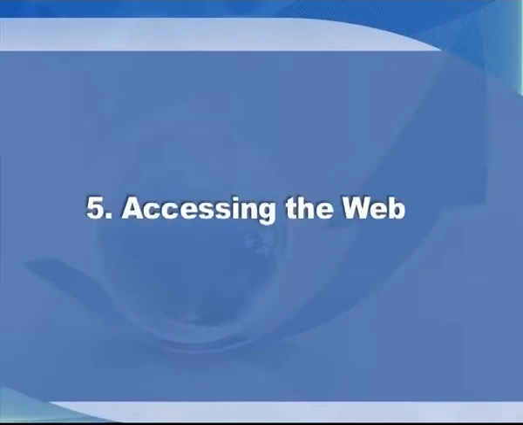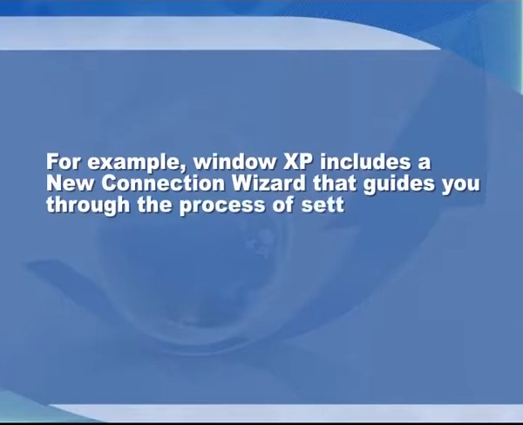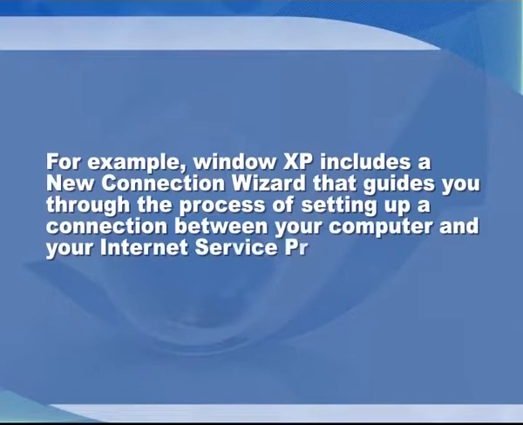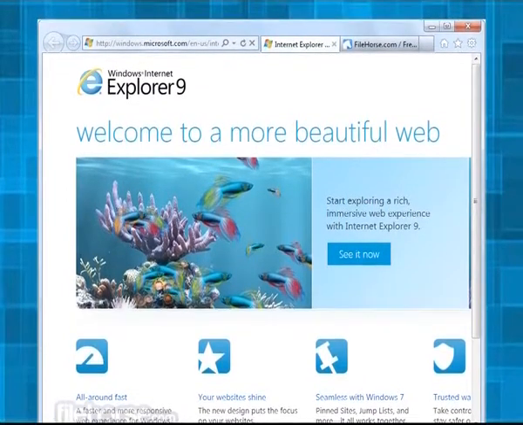Number 5. Accessing the web. Operating system typically provides a means to establish web connections. For example, Windows XP includes a new connection wizard that guides you through the process of setting up a connection between your computer and your internet service provider. Some operating systems include a web browser and an email program, enabling you to begin using the web and communicate with others as soon as you set up the connections.